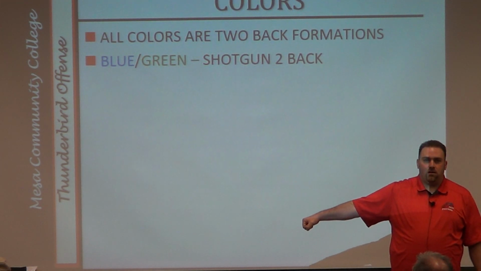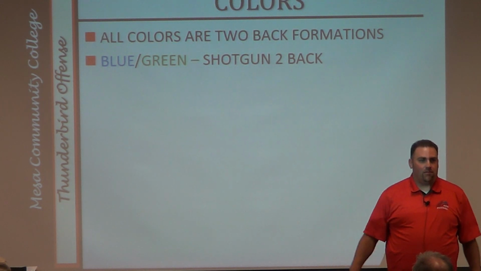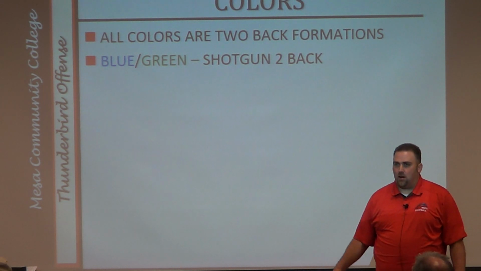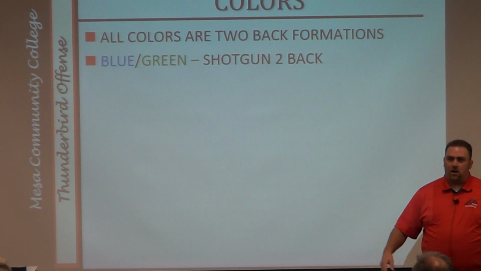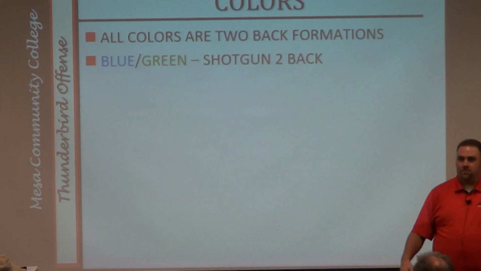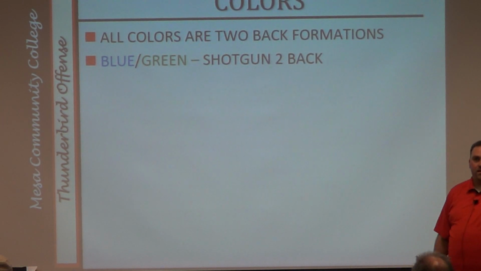Blue, what's the second letter? L. He's on the left. If I say green, he's on the right. And our I sets, it's black and brown for offset left, offset right. So any colors are just 2 back sets.